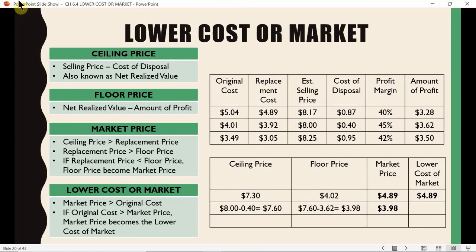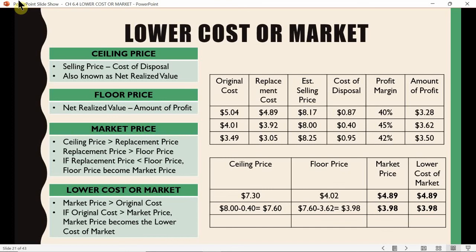Last question, right? Which one's lower out of the two numbers? My original cost of $4.01 or my market cost at $3.98? Original? $4.02 is lower than $3.98. Where's $4.02? I don't see it. I'm on the second row here. Oh, okay. Original cost is $4.01. The market. So it would be 398. The market is lower. Okay. Right.